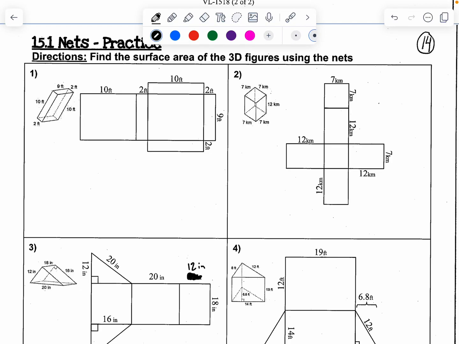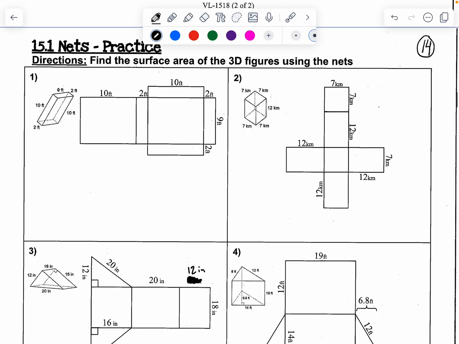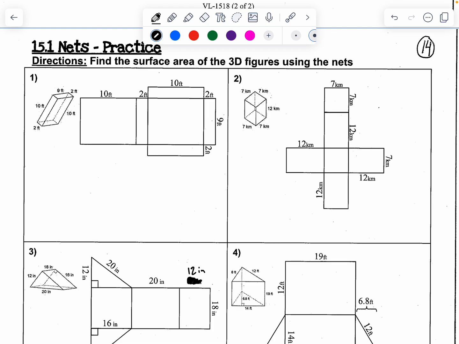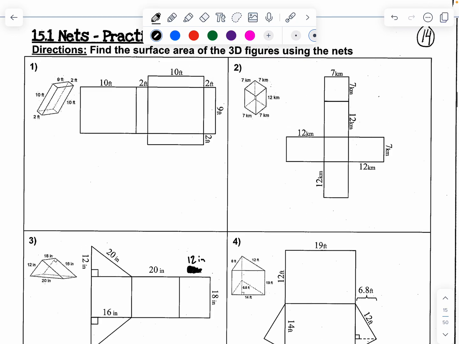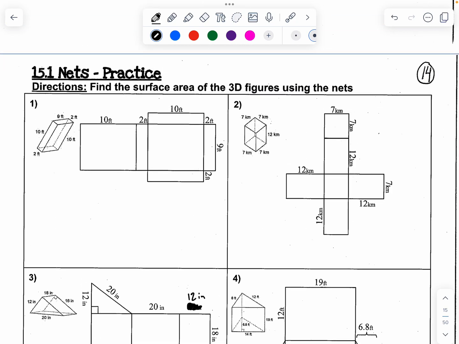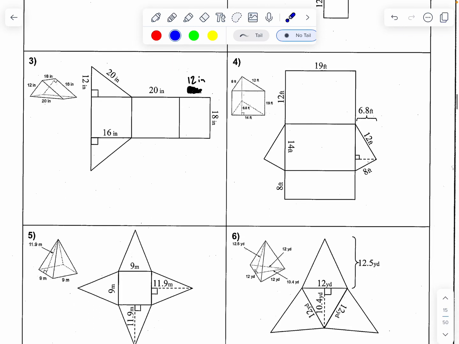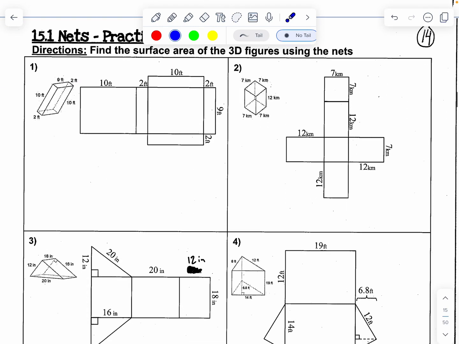In this video, we are gonna learn how to find the surface area of three-dimensional prisms and pyramids using their nets. So let's begin. Here we've got six practice problems.